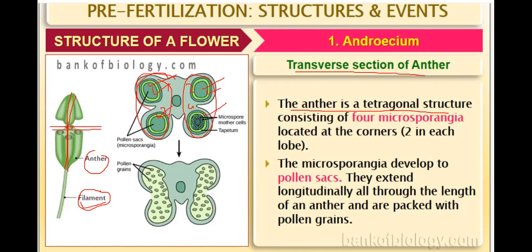The microsporangia develop into pollen sacs. These are pollen sacs. They extend longitudinally all through the length of an anther and are packed with pollen grains. So within the pollen sac, there are pollen grains. These are pollen grains.